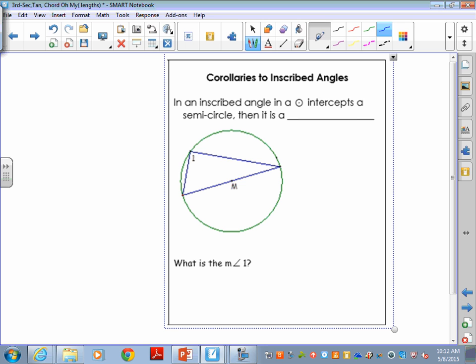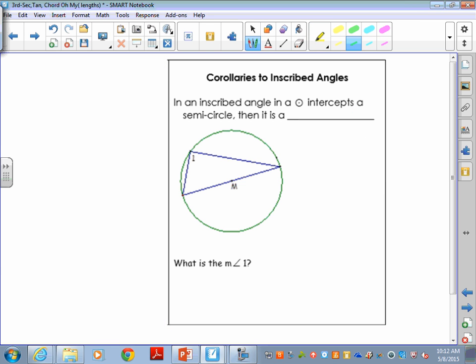If I look at angle 1, right here, the intercepted arc to angle 1 is what? The bottom half of the circle, right? So what is the measure of this bottom half of the circle? 180. It's a half circle, so it's 180. I know it's a half circle because M is the center, and I have a diameter there, okay? So if the intercepted arc is 180, and the inscribed angle is angle 1, what would be the measure of angle 1? 90 degrees, because it's half the intercepted arc.